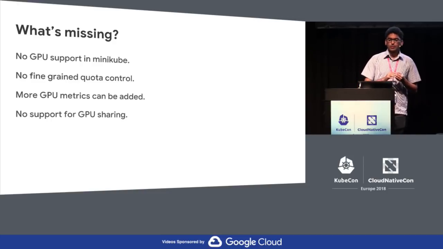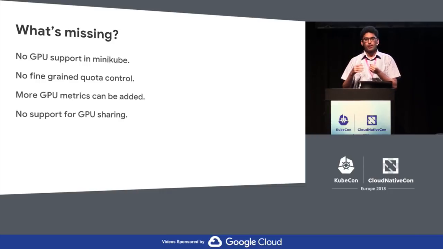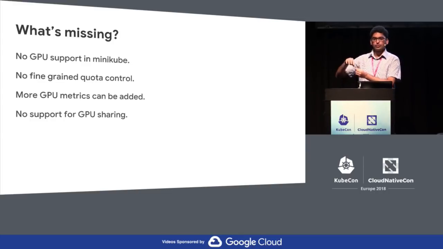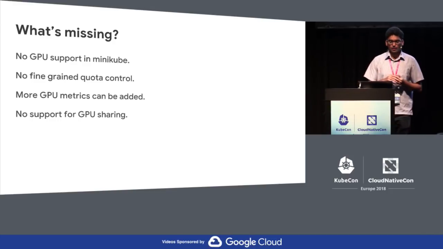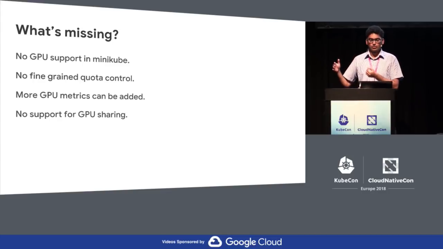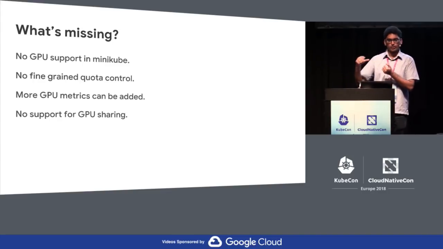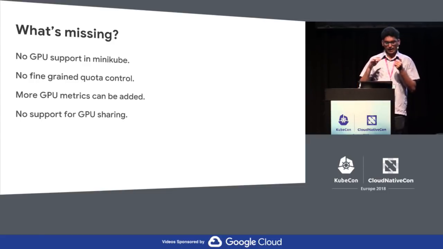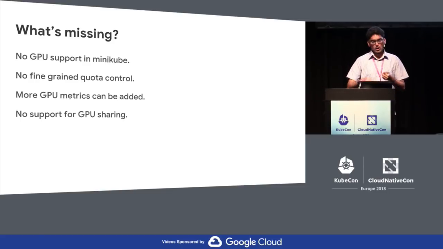There's also no support for GPU sharing. When a GPU is attached to a pod or a container, it's exclusively used by that container. No other container can use that GPU at the same time. Also, you cannot request half a GPU. You get the whole GPU or you get nothing. So there's no GPU sharing, it's exclusive usage right now. And we are thinking about how to do this, but there's just thoughts right now, I think.